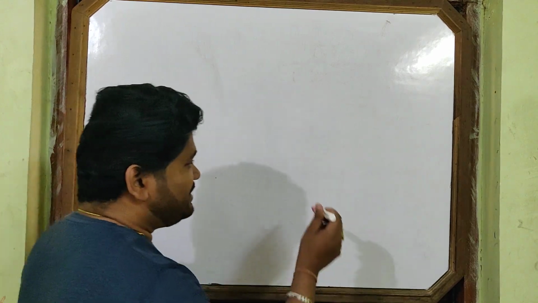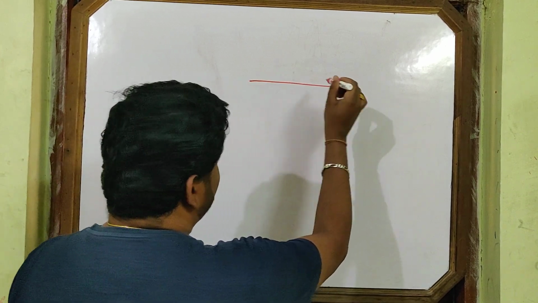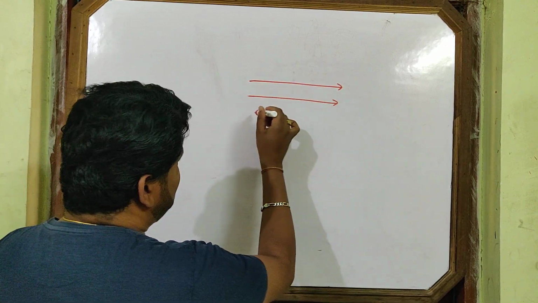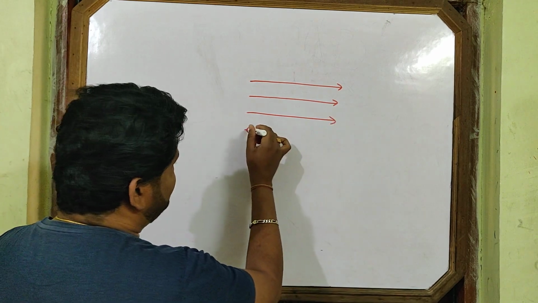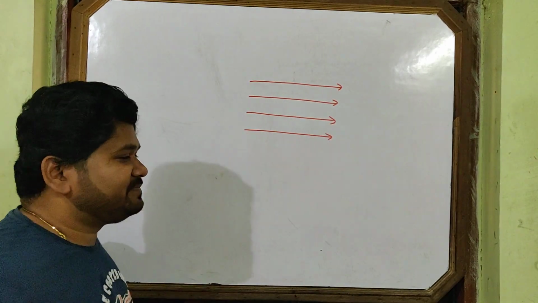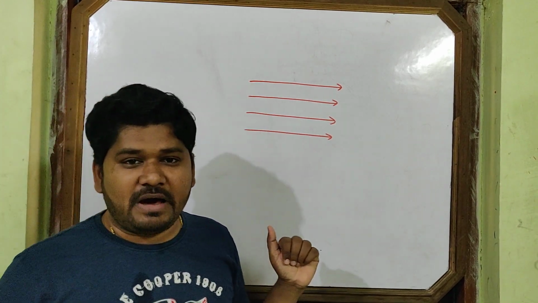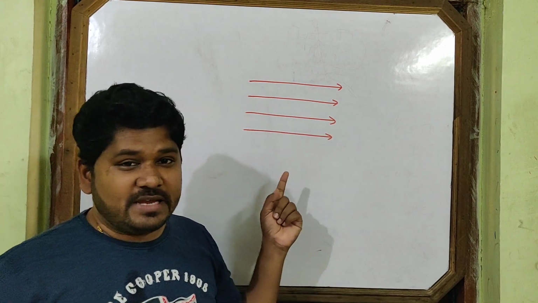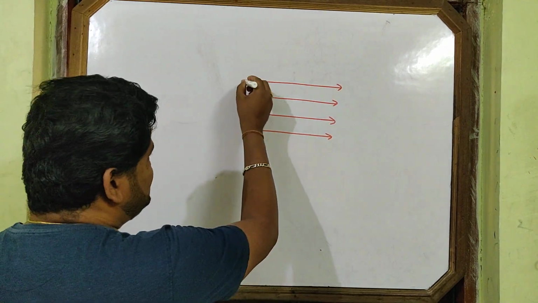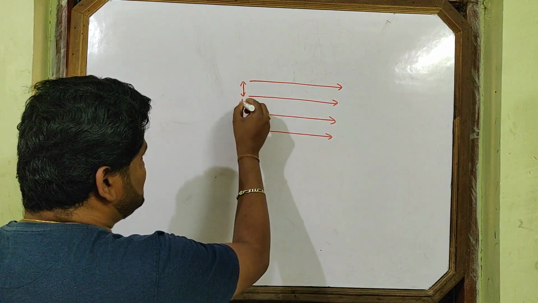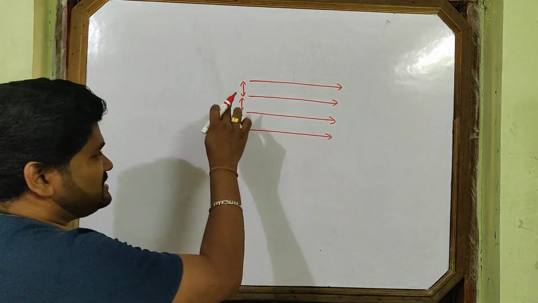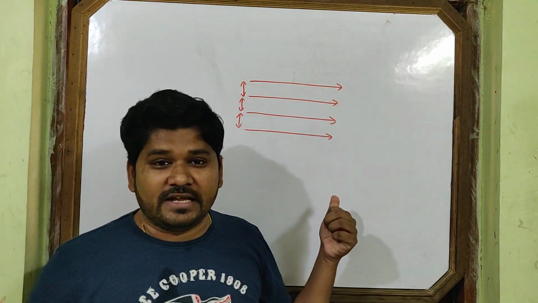So how will we present uniform electric field? By drawing electric field lines. We will present it like this. You see, I have presented uniform electric field like this. So this is equidistant parallel lines, equispaced parallel lines. You see, these distances are same, equidistant parallel lines.